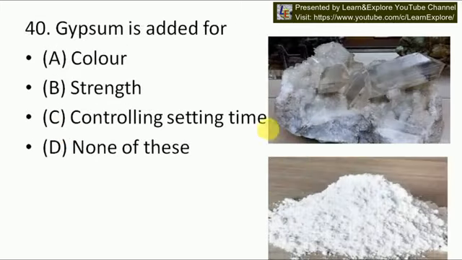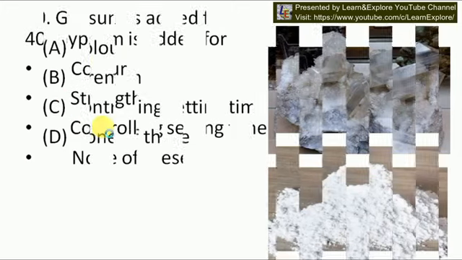Next question. Gypsum is added for color, strength, controlling setting time, or none of the above. So you all know the answer. Gypsum is added only for controlling setting time, right? So our next question.